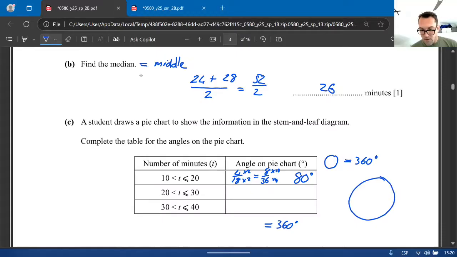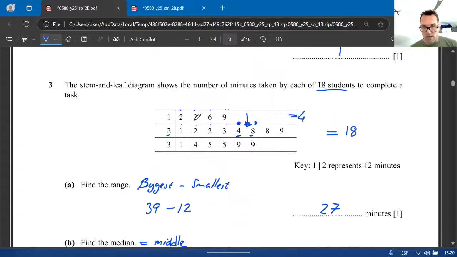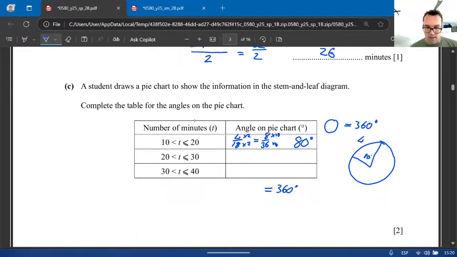Okay, so 80 degrees, a little bit less. That would be the people. Alright, that represents 4 people. Okay, so we do the same with the next one. 1, 2, 3, 4, 5, 6, 7, 8. 8 people out of 18.